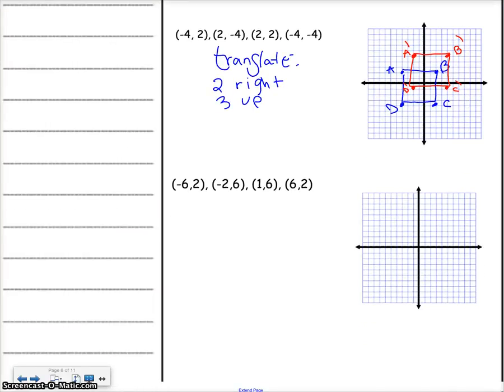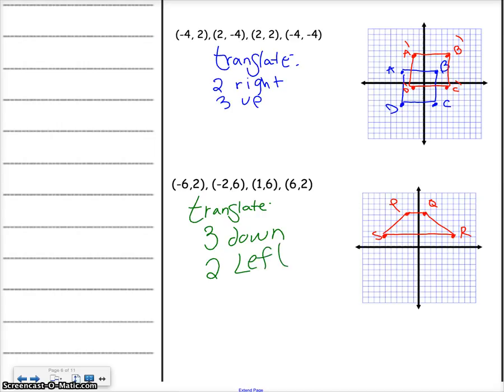Okay, the next one, I want you to go ahead and plot these points, and I'll tell you where to translate them. All right, so I went ahead and I graphed these sets of points, and it turned into a trapezoid. And now I am going to translate this pre-image or original shape, and I want to translate it 3 down and to the left 2. 2 to the left. Okay?